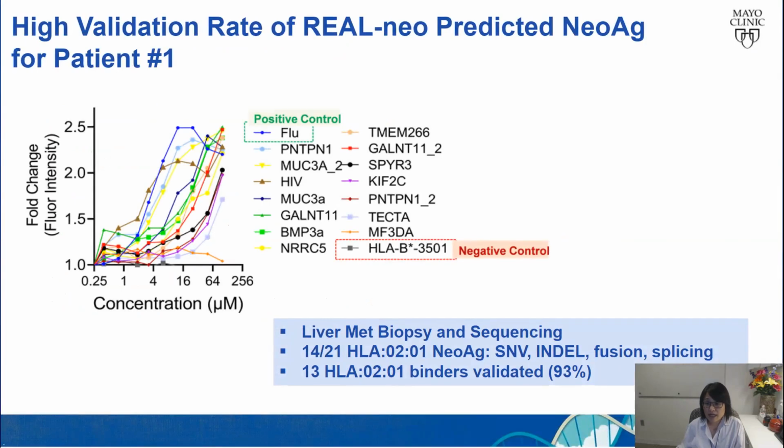For the first patient, we have the laboratory binding assays of the predicted neoantigens. 14 of the patient's neoantigens are HLA A0201 binders, arising from SNV, indel, fusion, and splicing mutations. We were able to validate in the lab 13 out of the 14 nominated neoantigens, which is a 93% validation rate. We really hope that this new immunotherapy agent is able to help this patient, as we have shown the partial response after 4 months.